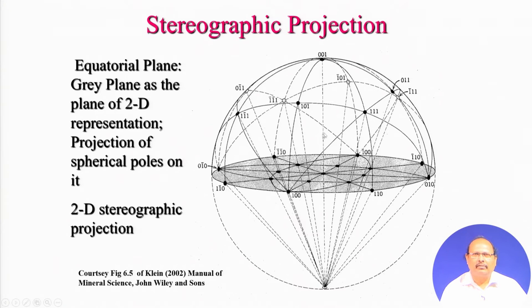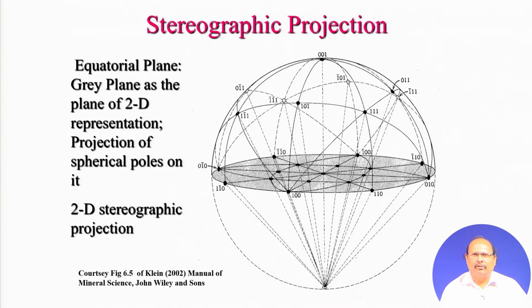You can think of, for example, bar 1, 0, 1. This is at this point here. So, all these points, say this is 1, 0, 1, this intersects here. All these poles are at different orientations, but all these poles lying in a three-dimensional orientation can be projected onto this plane by simply joining this point with the south pole, and the intersection of this line with this circle is essentially the stereographic projection of this face pole.